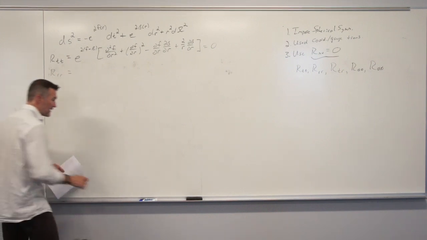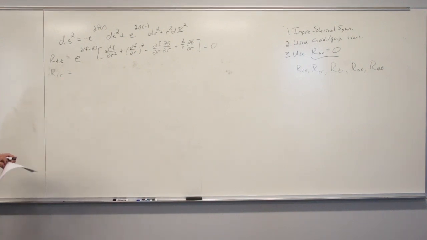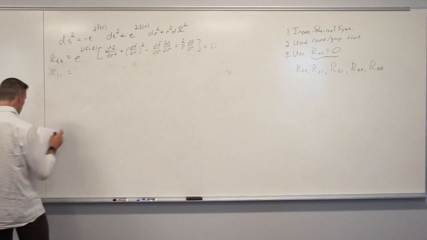And because it's going to turn out to be useful, although it might not be obvious why, we're going to go ahead and write down what we get for the R_rr component, where RR does not stand for Ramond, but rather stands for radial.